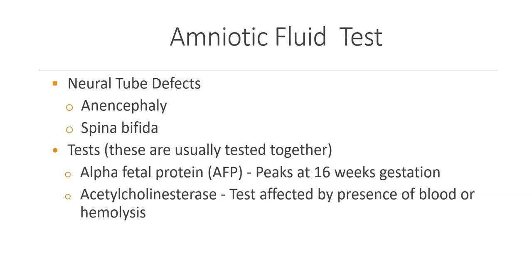In normal fetal development, AFP peaks at about 16 weeks of gestation and then declines gradually to term. With neural tube disorders, the neural tube is open and AFP is released from the cerebrospinal fluid that leaks directly into the amniotic fluid, and the amniotic AFP levels are much higher. Testing for amniotic acetylcholinesterase is more specific than AFP and is sometimes used as a confirmatory test. These tests are affected by the presence of blood or hemolysis.